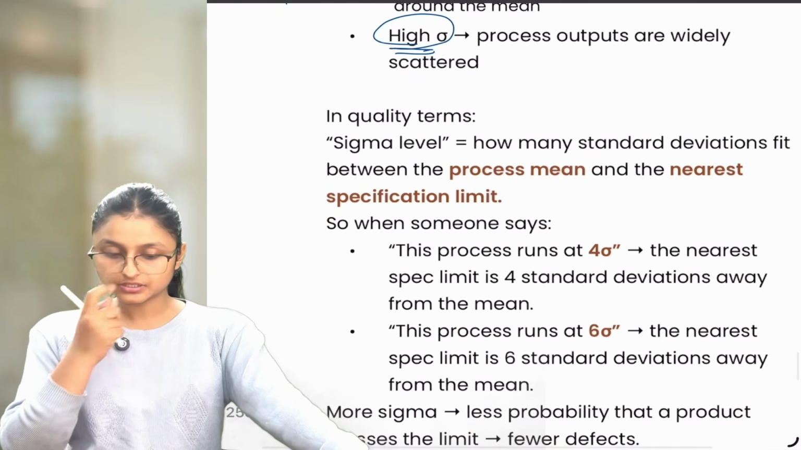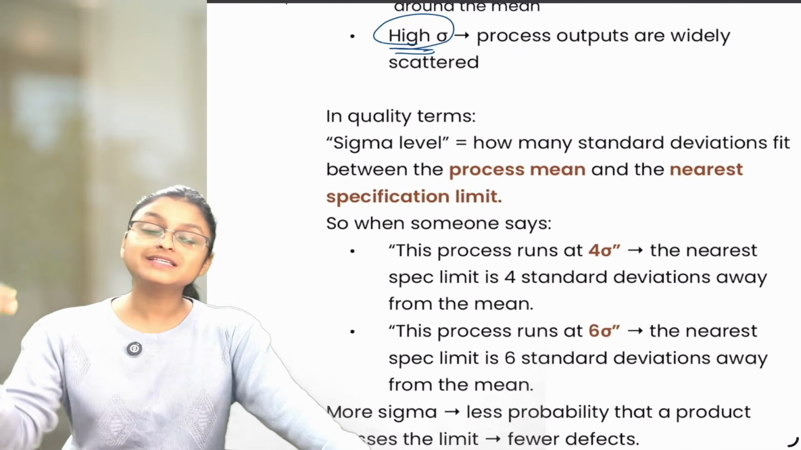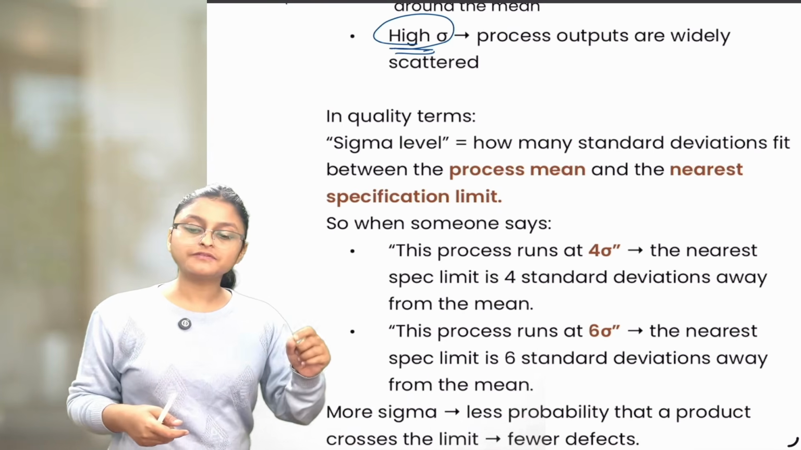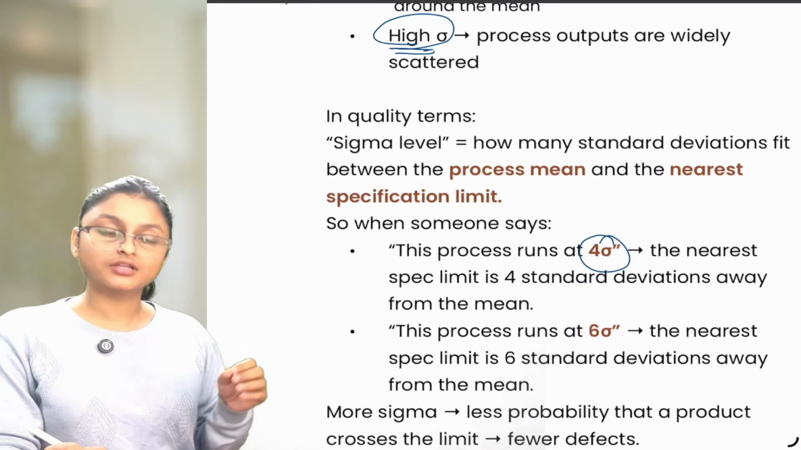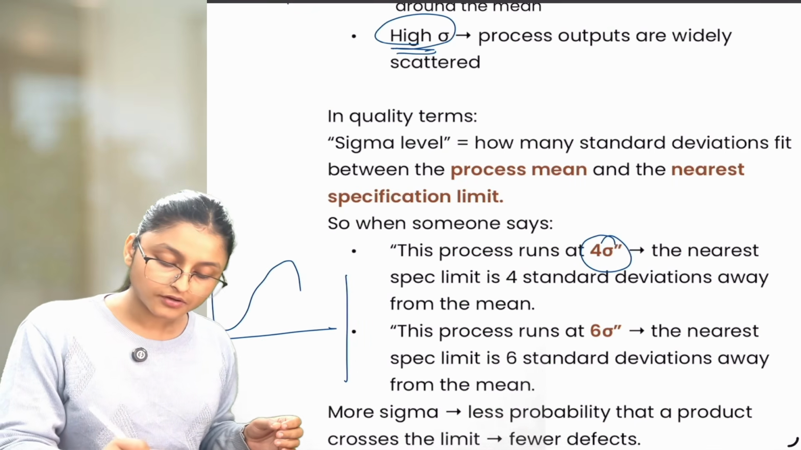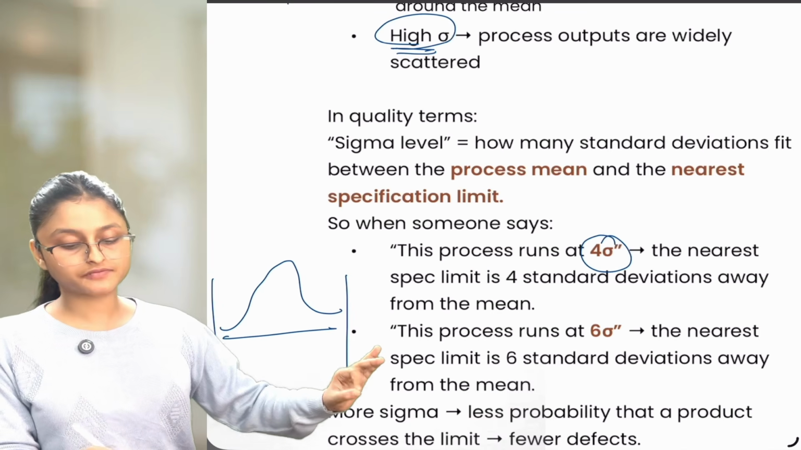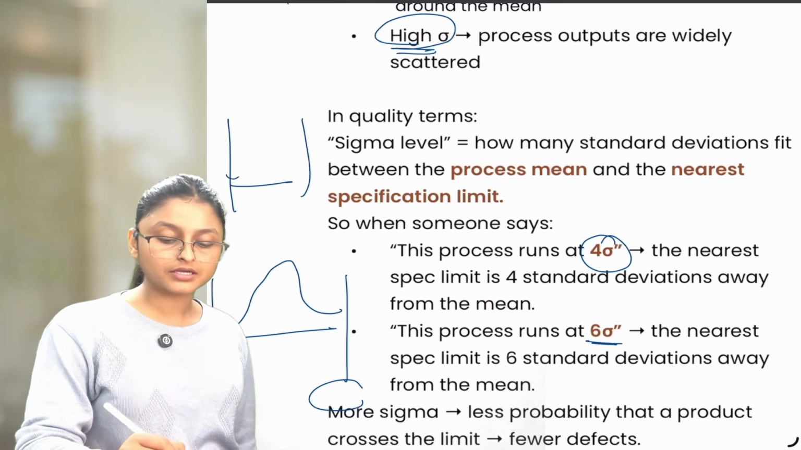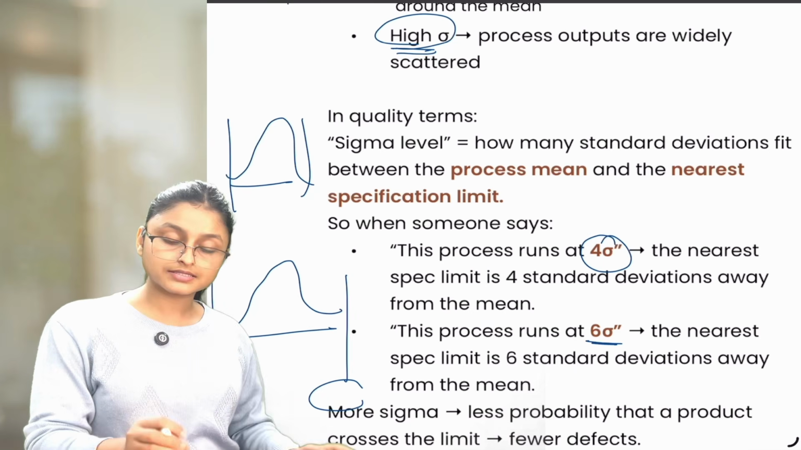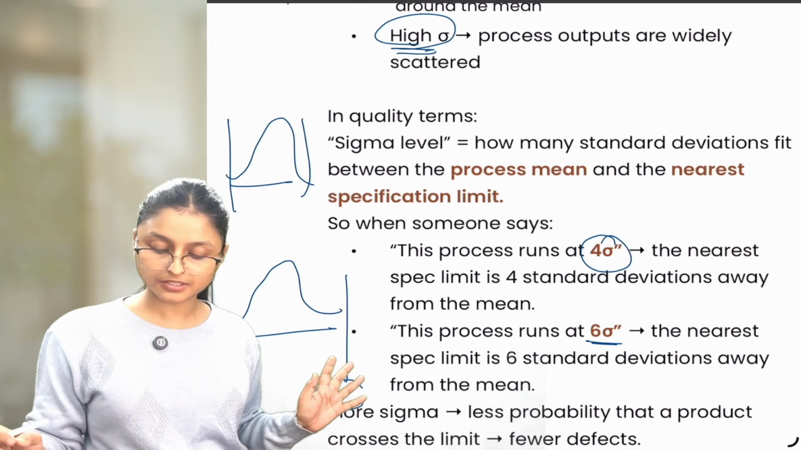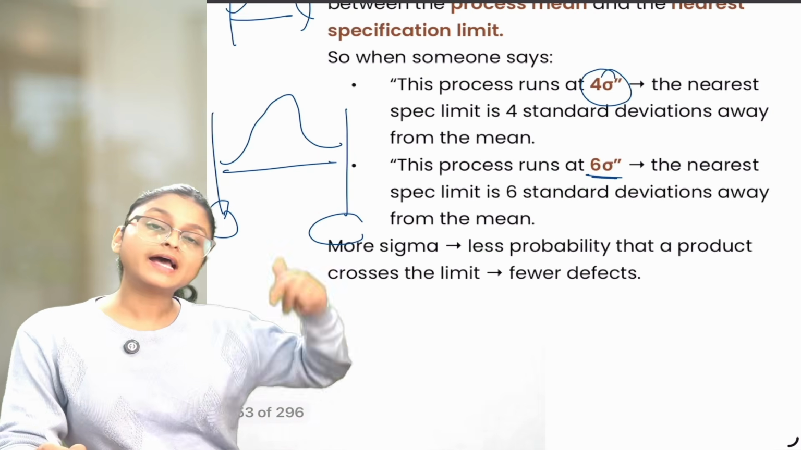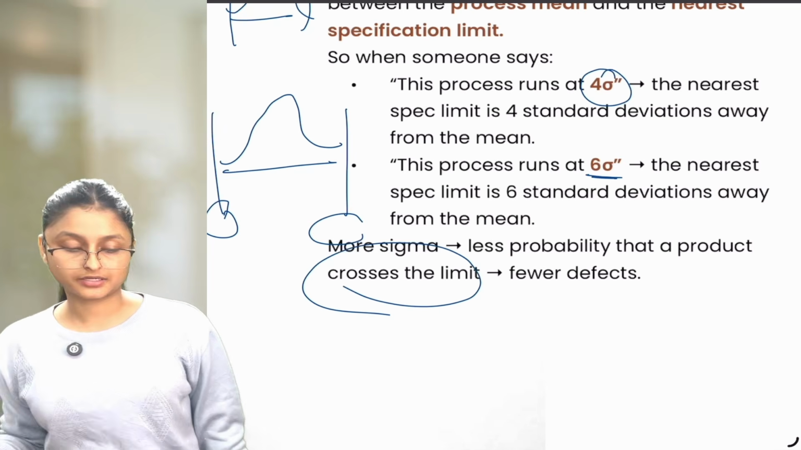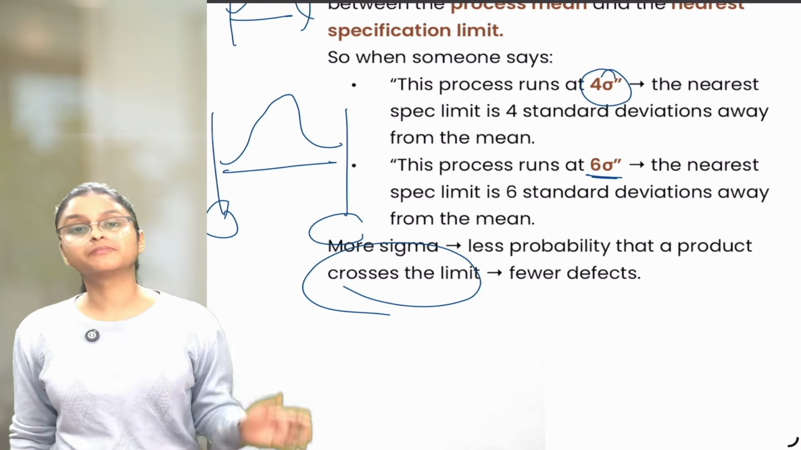And if variation is high, you will not be able to achieve that Six Sigma level of quality. In quality terms, Sigma level means how many standard deviation you are able to fit inside the specification limit set by the customer. So when we say 4 standard deviation, that means we are able to cover up to 4 standard deviation inside the specification limit of the customer. When we say 6 standard deviation, we are able to cover up to 6 standard deviation inside the specification limit set by the customer. The more the Sigma, the lesser the probability that product crosses the limit, and defects will also become fewer.